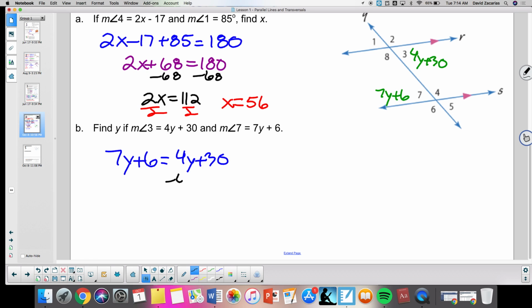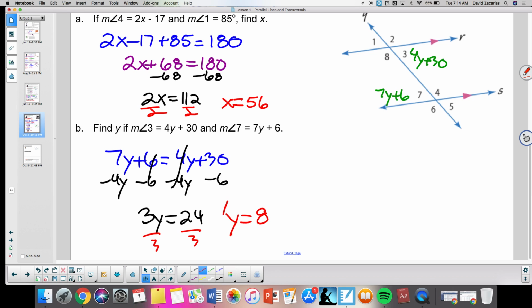So we just subtract the 4y over, subtract the 6, leaving us with 3y is equal to 24. Then we can go ahead and divide by 3, so y is equal to 8. Just to make sure that works, we have the measurement angle 3. If you plug 8 in, you get 32 plus 30, which is 62 degrees. If you plug it into angle 7, you get 56 plus 6, which is 62 degrees. So we just proved that that actually works. All right, almost done here.